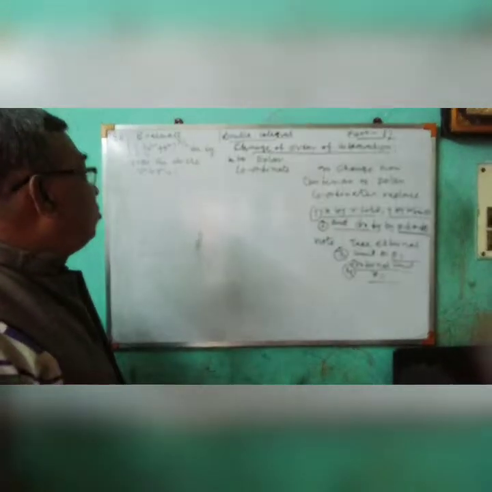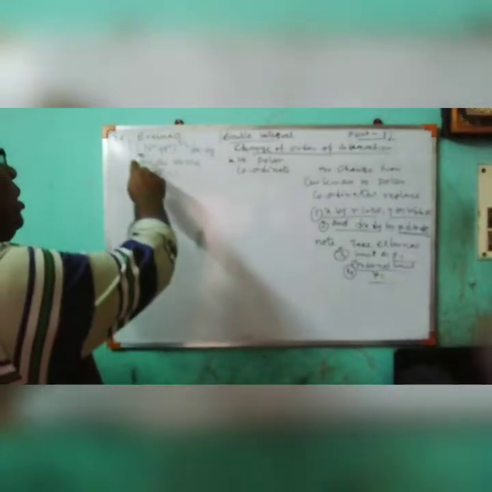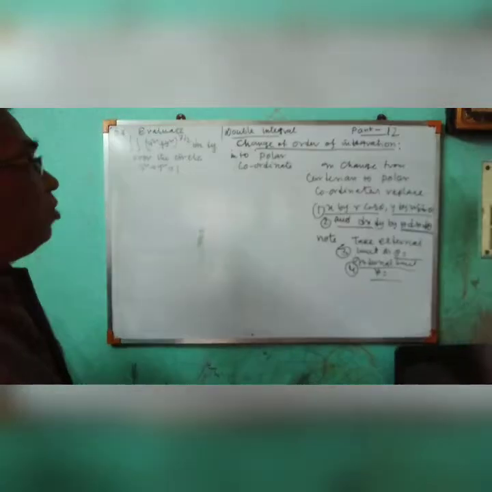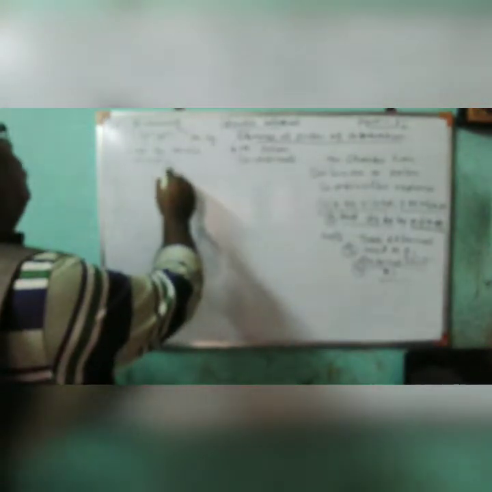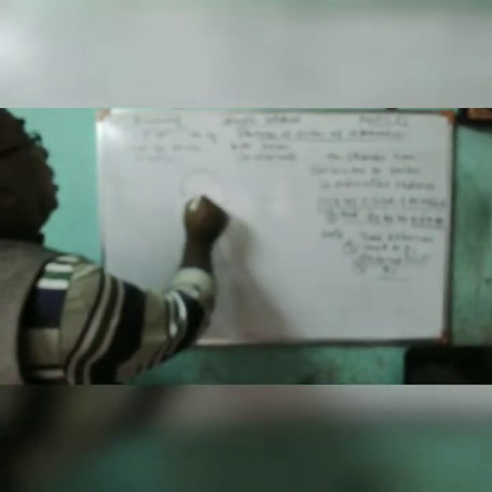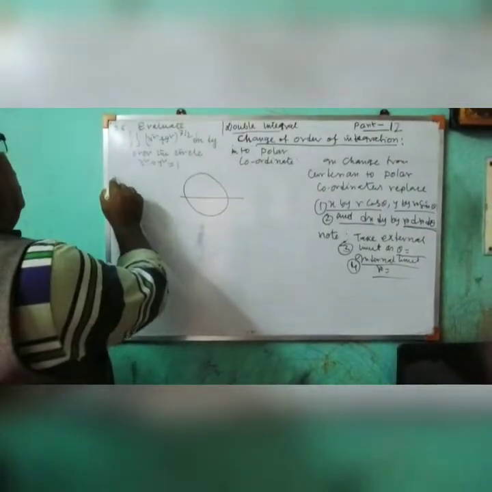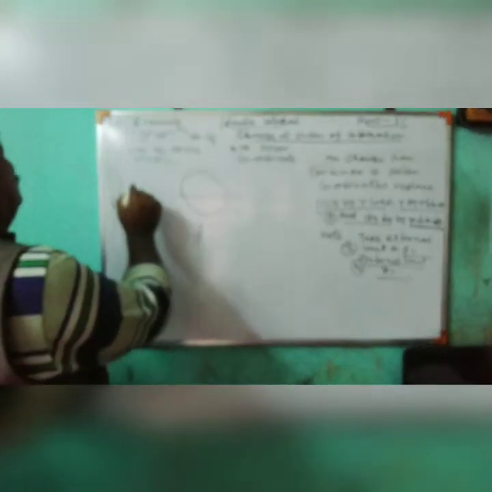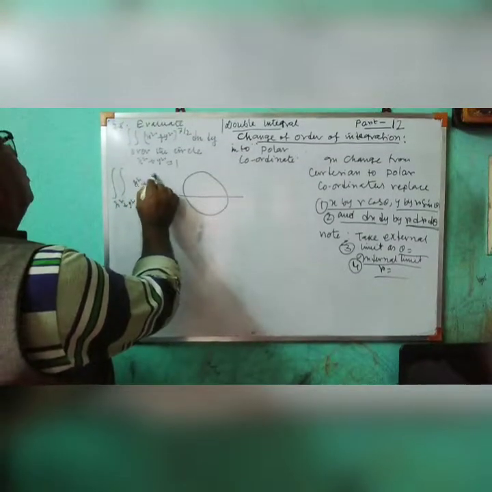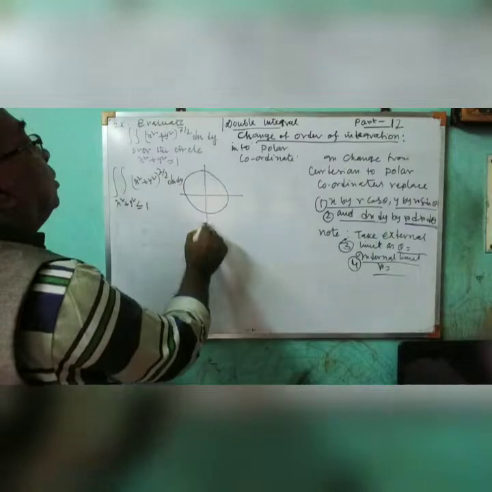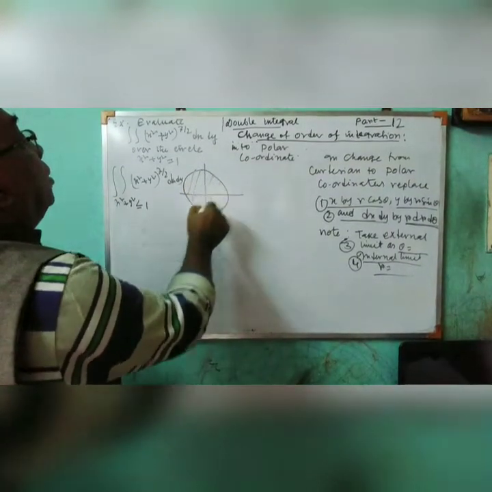I have taken a sum from a university question paper. Evaluate this over the circle. It is not mentioned that you have to change into polar coordinate. So this is a circle of radius 1, so I am just drawing a circle. That means you have to find the integral over x square plus y square less than or equal to 1 of x square plus y square to the power 7 by 2 dx dy. So this is your required area.